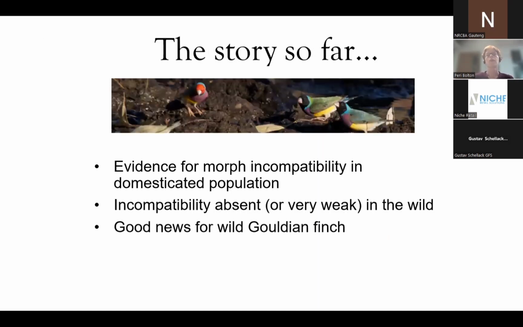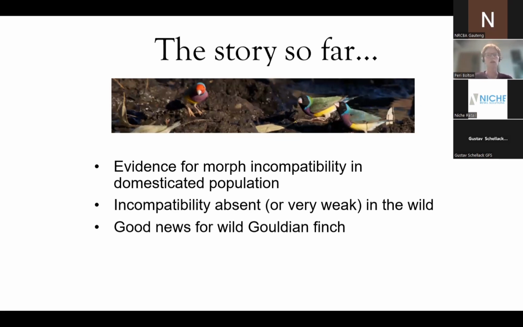And a follow-up study that I did found that, again, this was replicated across aviculturalists across Australia. So we have evidence for incompatibility between morphs in the domesticated population, but it seems to be absent or extremely weak in the wild, which is great news for the wild Gouldian finch. It seems to be not particularly important for their population recovery. Other processes are probably more important.